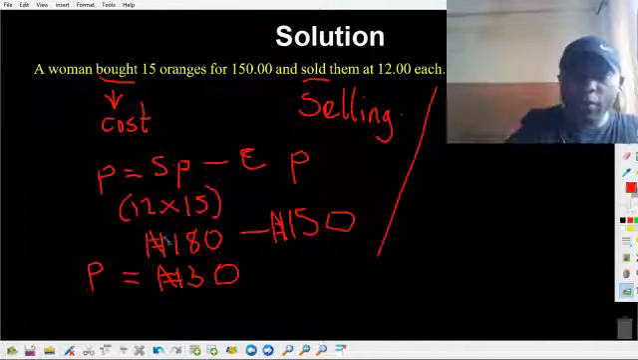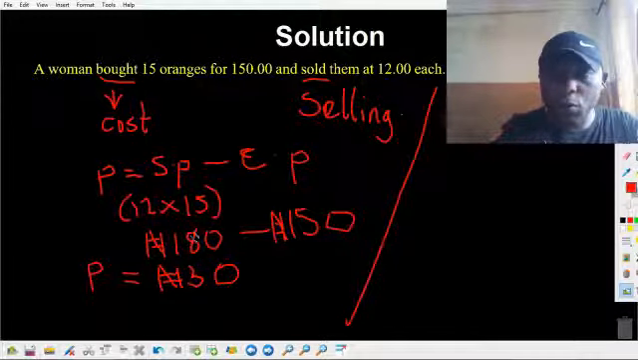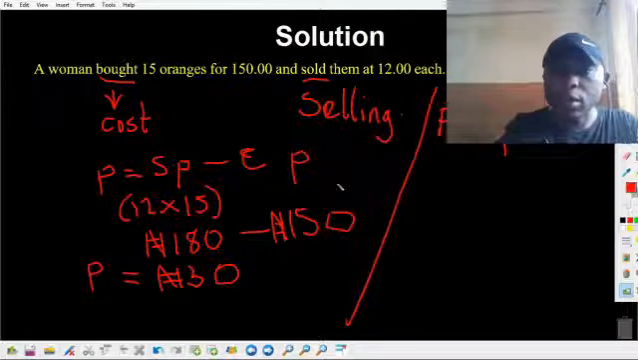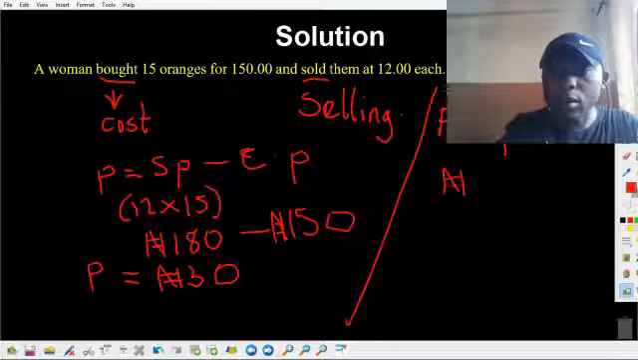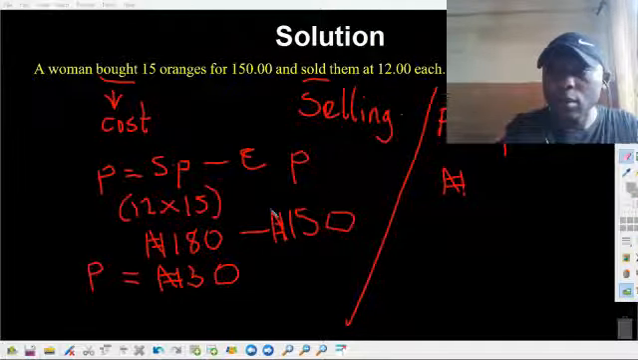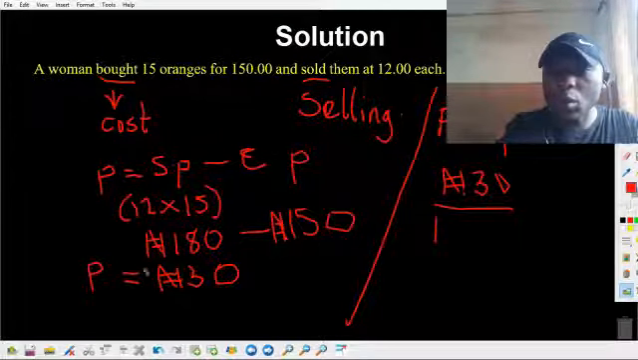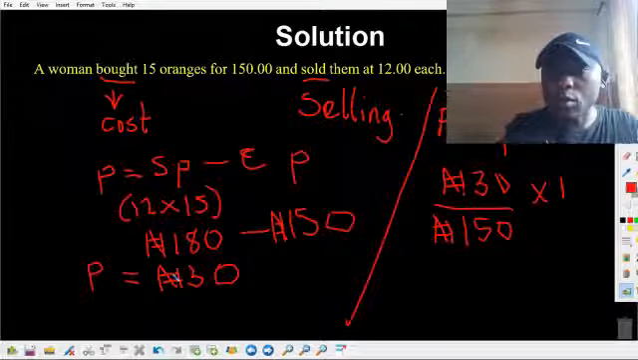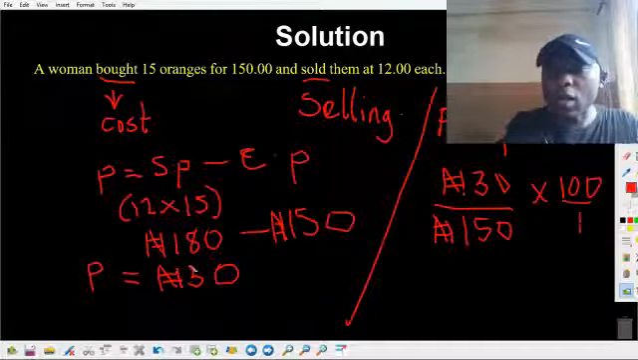Now we'll find out our profit percent. So profit percent is equal to profit over cost price times 100 over 1. We say 30 naira over cost price 150 times 100 over 1.